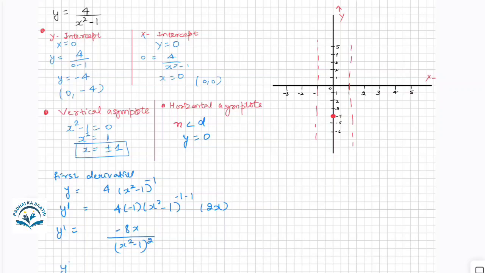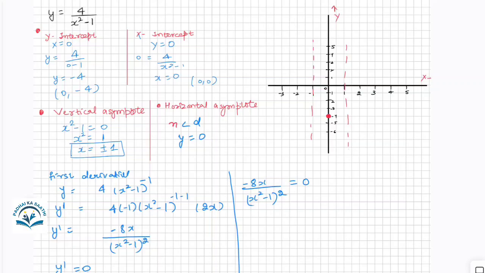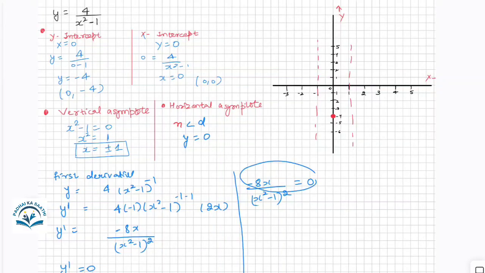Now we have to put the first derivative equal to 0. So we will get minus 8x over (x square minus 1) raised to power 2 is equal to 0. Now you can see that from here the x value is 0. We can also find the value of x, but we know that there are vertical asymptotes having the value plus minus 1.